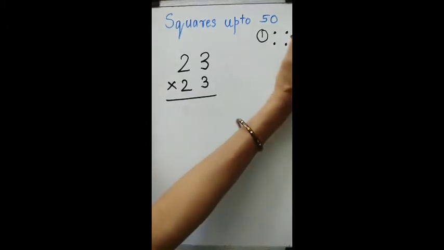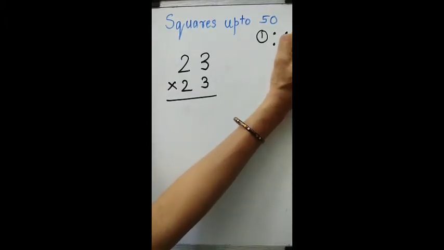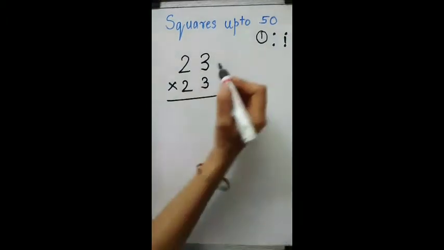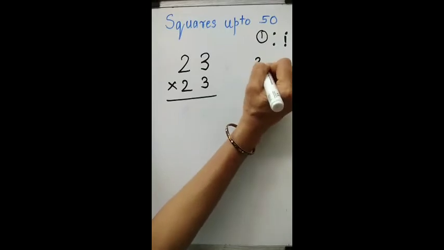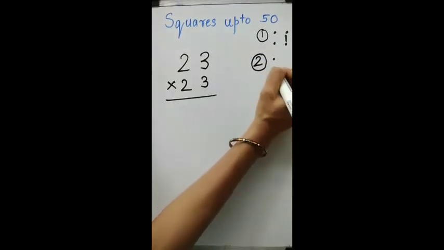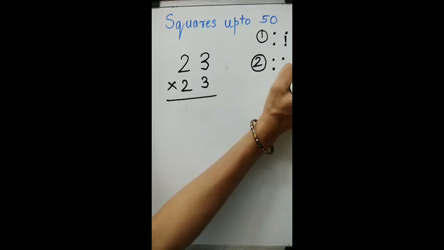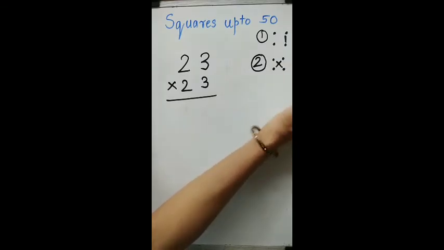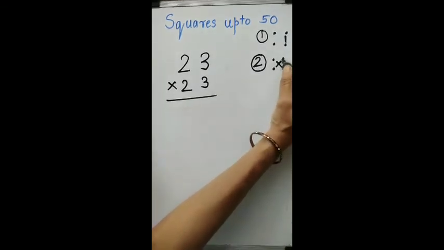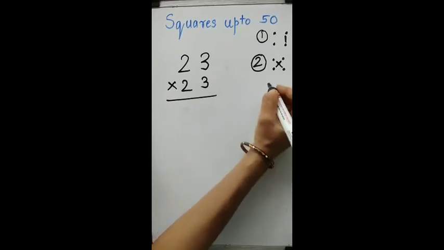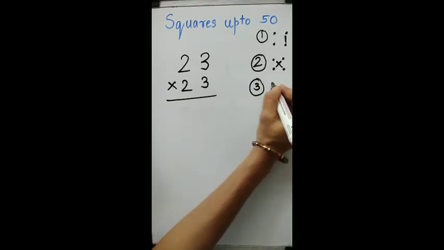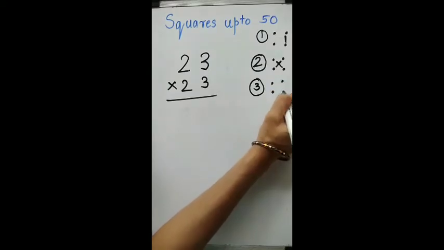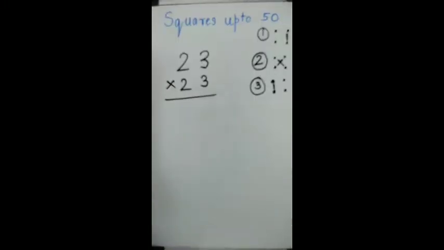So I have to multiply the number in the units place by itself. Then my second step is I have to multiply the numbers in a crisscross manner and then add their multiplications. My third step is I have to multiply the numbers in the tens place. So let us see the method with an example.